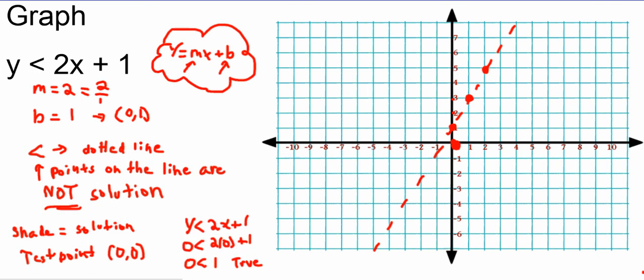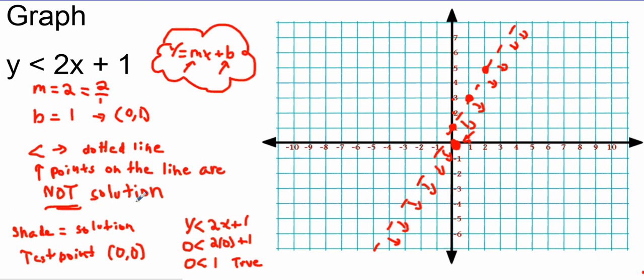Since this point is a solution, so are all the other points on this side. So rather than scribble and actually shade it, we're just going to draw a little arrow saying, hey, all the points on this side of the line, but not including the ones on the line, are solutions. The points on the opposite side are not. And that's how we graph inequalities.